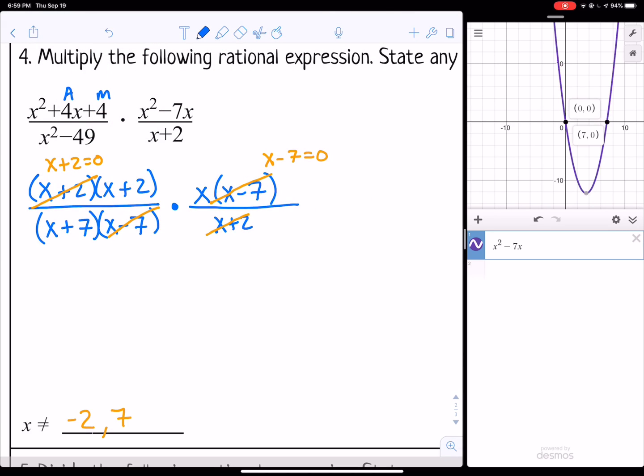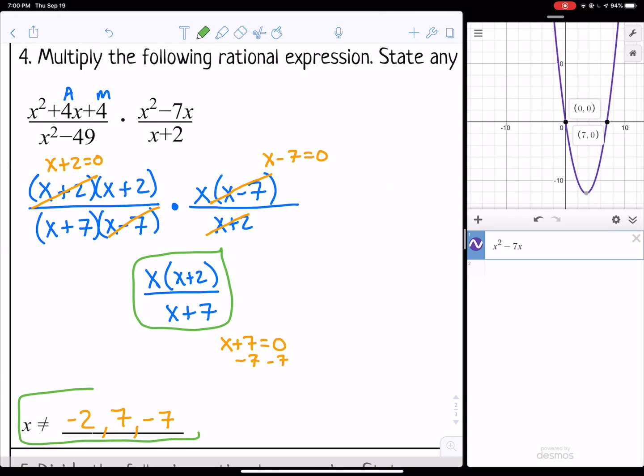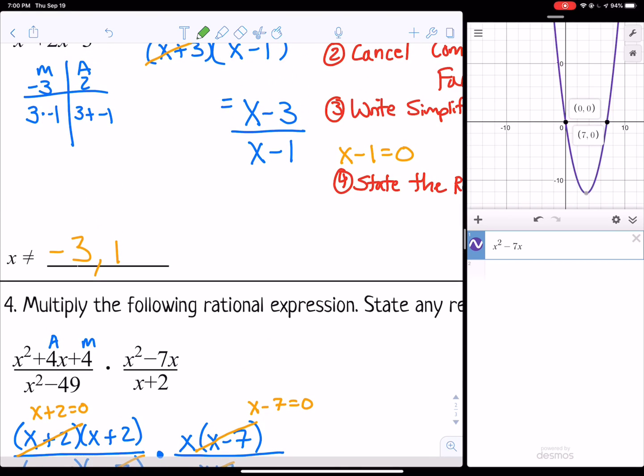And then let's bring down what we have left, because we got to clean this up. We have x times x plus 2 in the numerator, and we just have x plus 7 in the denominator. So the last restriction is where that denominator would equal 0, because that's also something that's undefined. We cannot have a denominator equal to 0, so we have to say x cannot equal -7. So then we're finished. We have our simplified form, and we've stated our restrictions. Same thing here. We had simplified form in number 3, and we stated our restricted values. So I'm going to put a box around that whole thing.